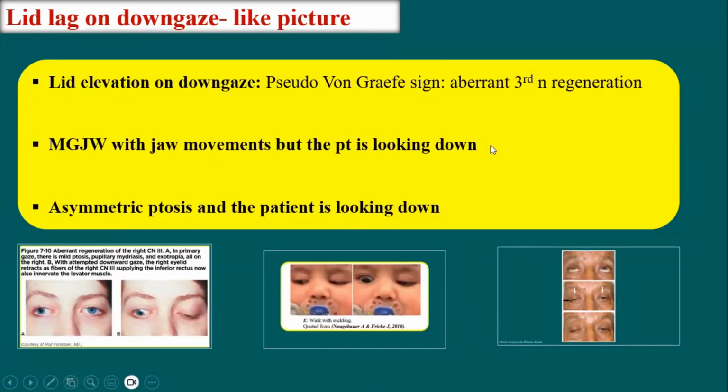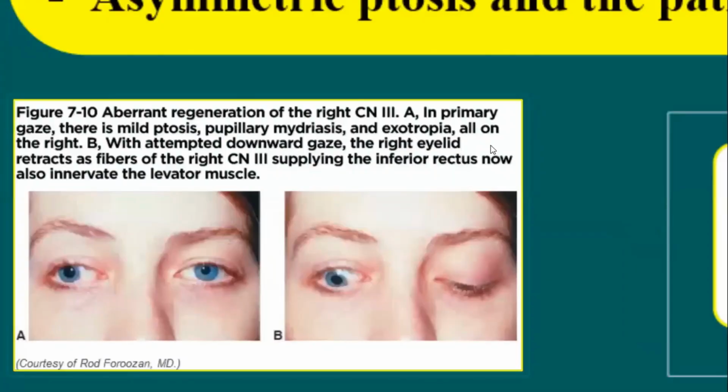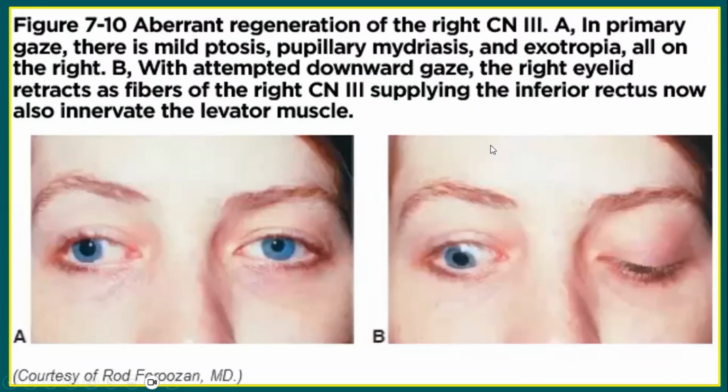We have also something, I tried to make a title, so I wrote this title: lid lag on down gaze-like picture. So if you remember, one of the signs of aberrant third nerve regeneration, if the patient looks down, let's say here, as you can see, this patient has what? A bit of ptosis here and exotropia because of the third nerve palsy, but she also developed signs of aberrant regeneration.